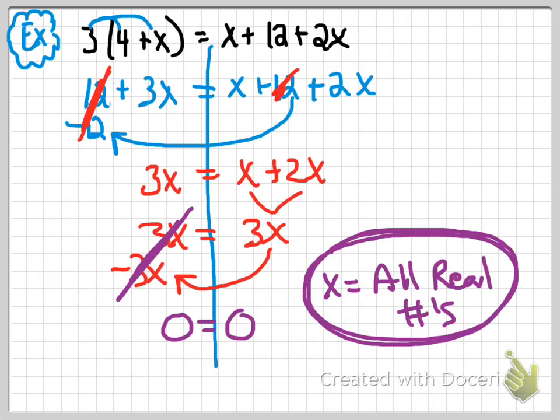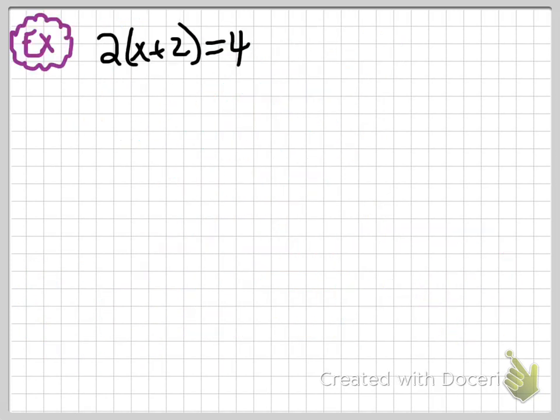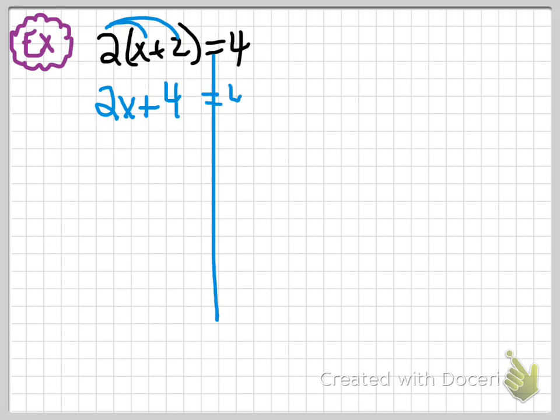Why don't you guys try another one here? So next example, solve for x. 2 parentheses x plus 2 equals 4. See what kind of answer this is. Pause the video. Okay, so line down the middle, see if you did it right. You do 2 times x, 2 times 2. You get 2x plus 2 times 2 is 4 equals 4.